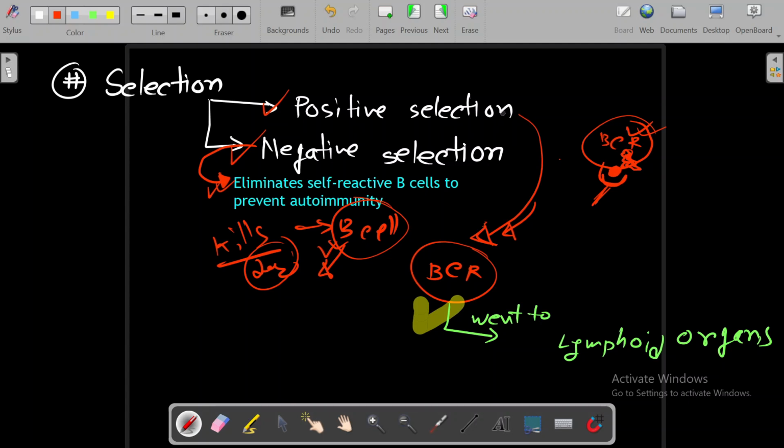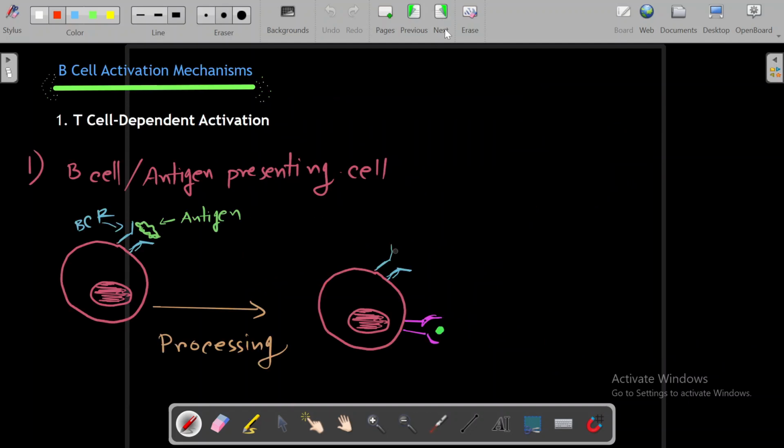So for B cell maturation, positive selection obviously should occur. And when the B cell matures, it contains the B cell receptor. Then it goes to the lymphoid organs. Why? Because it goes to the lymphoid organs to search for different types of antigen, mainly foreign antigen. Who searches for this antigen in the lymphoid organs? The mature B cell.